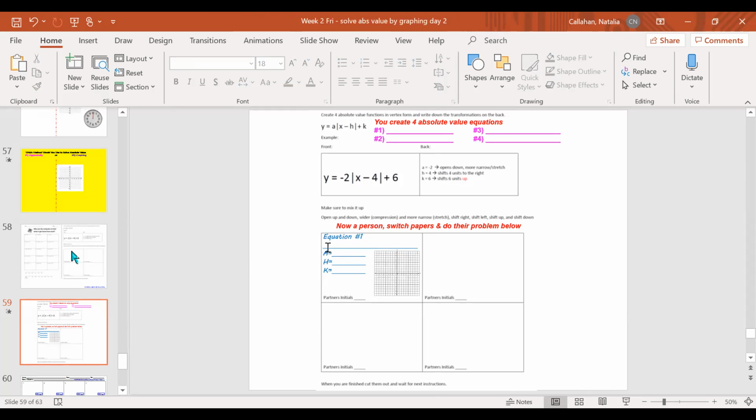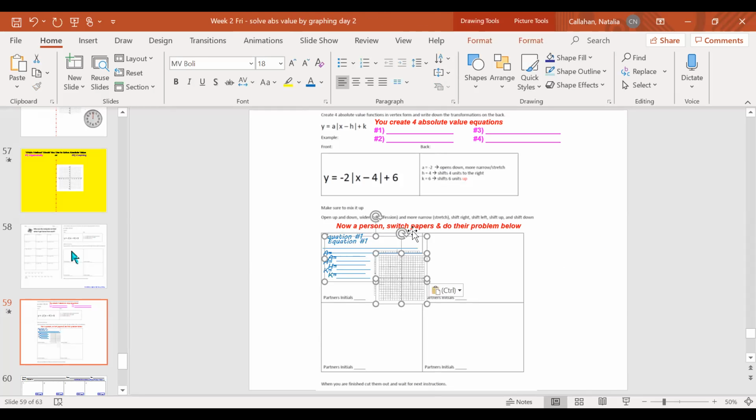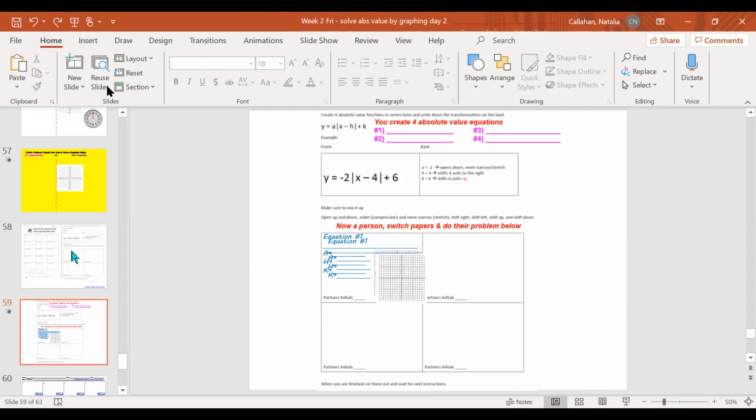All right, so that's your equation number 1. So once you're done with that, you're going to go ahead and graph it. Tell me a little bit about the A, H, and K. And now you're going to go ahead and do exactly the same thing.